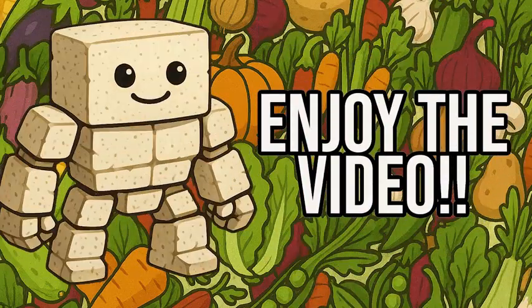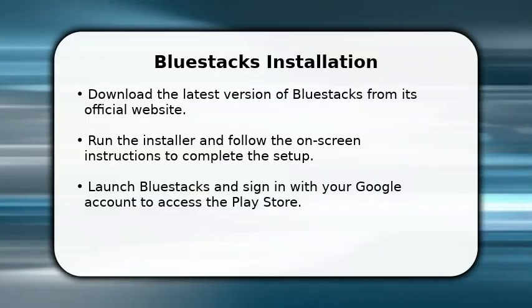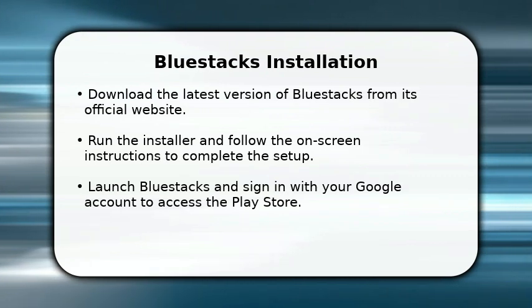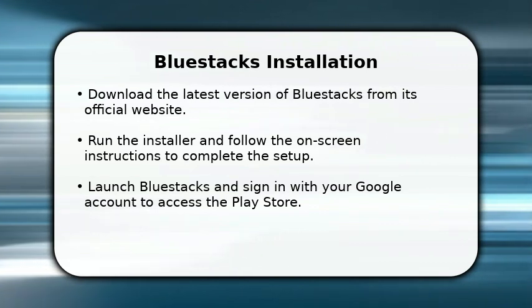Please enjoy the video. In this video, I will explain how to play Angry Birds Go on Bluestacks. First, you'll need to download and install the Bluestacks emulator on your computer. Head over to the official Bluestacks website and grab the latest version. The installation process is straightforward, usually taking just a few minutes.